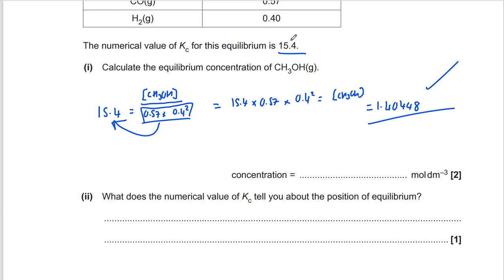Remember from your Kc stuff, you've got to remember this. If Kc is 1, then the position of equilibrium is in the center. If it's less than 1, it's reactant favored, and if it's bigger than 1, it's product favored. So a value of 15.4 means the position of equilibrium is to the right. And if you write those words, to the right, you get a mark straight away.